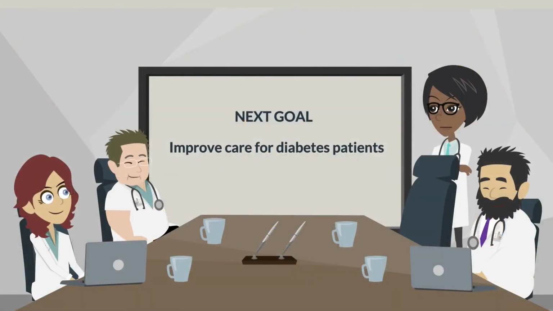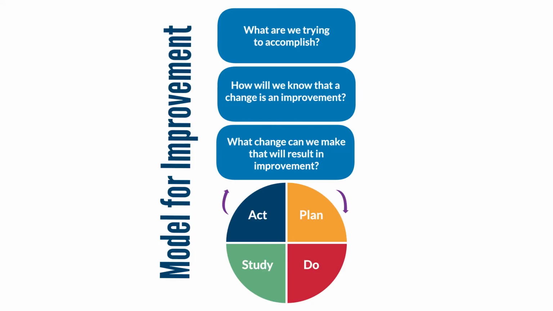Once the chronic disease registers were established, the team decided that the next goal would be to focus on improving the care for people living with diabetes. The model for improvement is an important tool to help implement sustainable, systematic change.